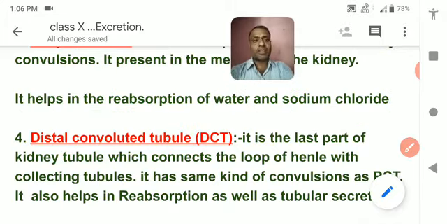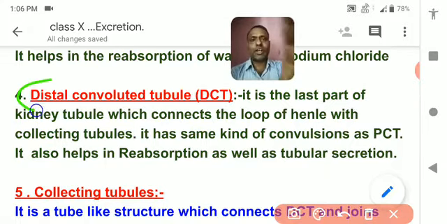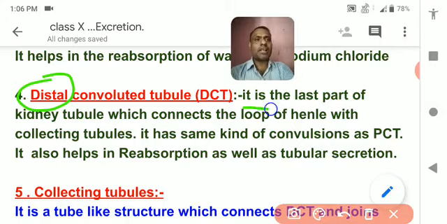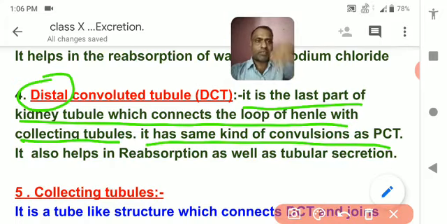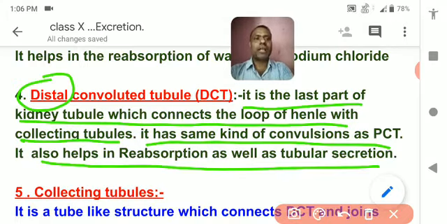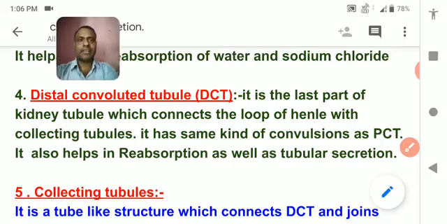Now the last part of the convoluted tubule is called the distal convoluted tubule. It is the last part of the kidney tubule which connects the loop of Henle with the collecting duct. It has the same kind of convolution, bending, as in PCT, and it also helps in reabsorption like PCT, and also helps in tubular secretion. These topics will be explained in detail when we understand how the filtration of the blood takes place. I think you are understanding.